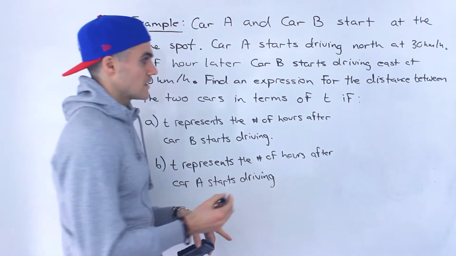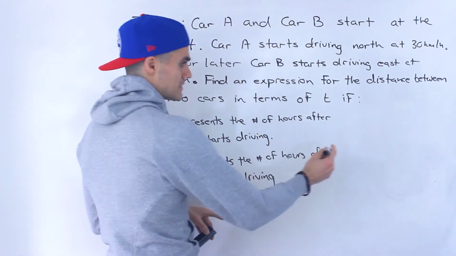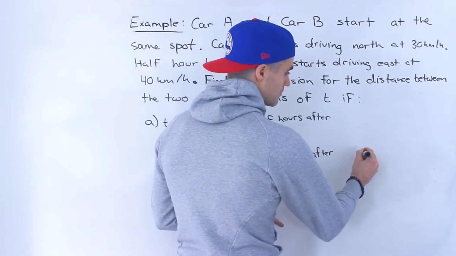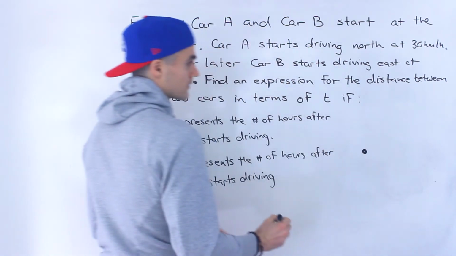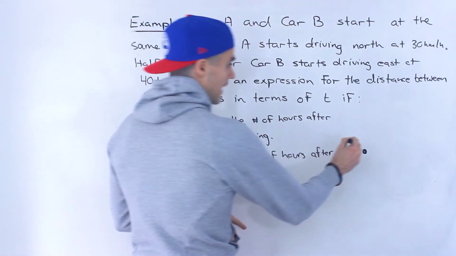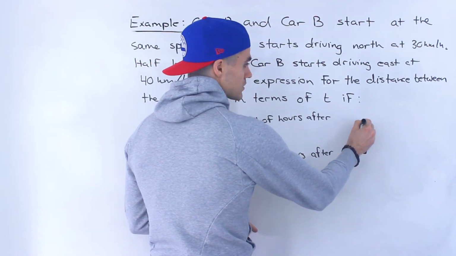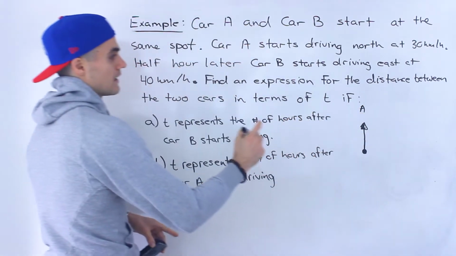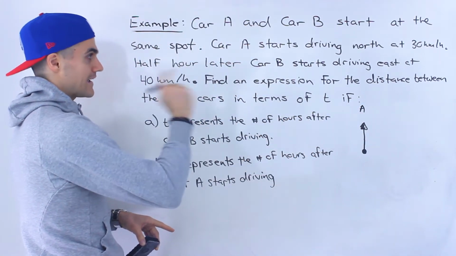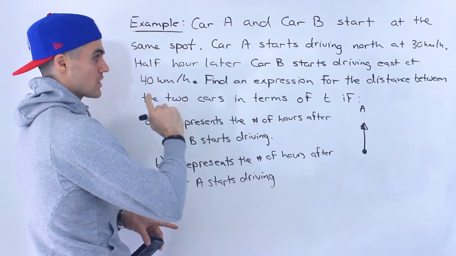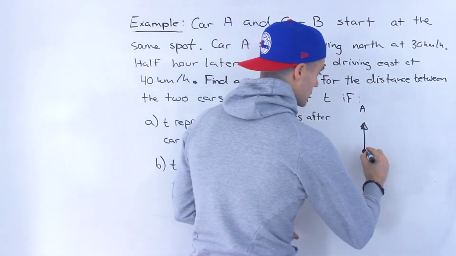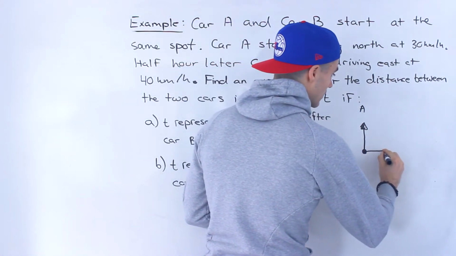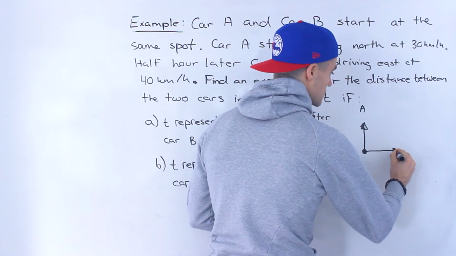Right? So if we show this on a diagram, let's say both cars are starting right there. Car A starts driving north. So it's going to start driving north. This here represents car A. And then half an hour later, car B starts driving east at 40 kilometers per hour. So car B, half an hour later, is going to start driving east this way.